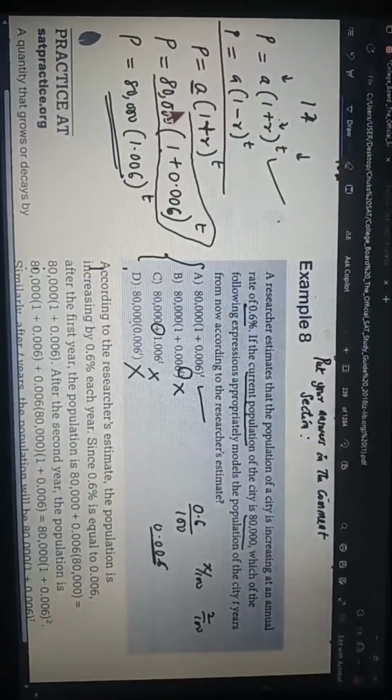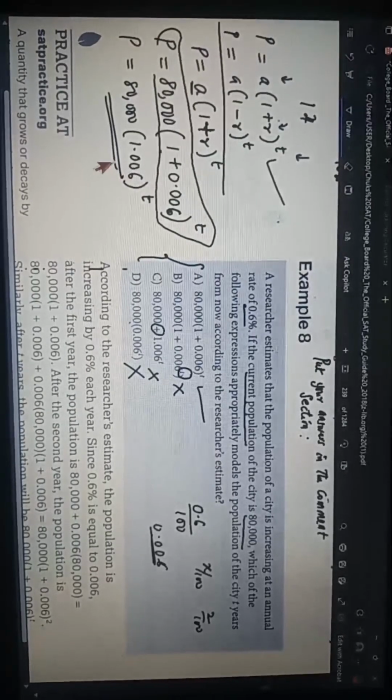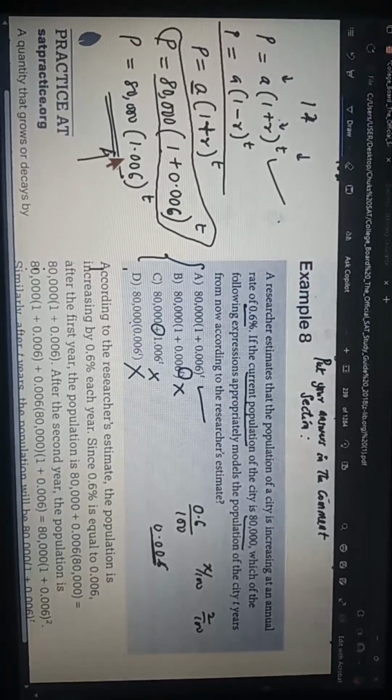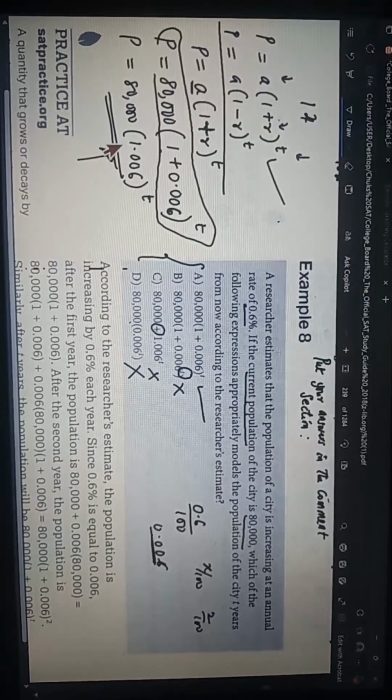I just went further to simplify it because you can also see the answer in this other form. So in any of these ways you see the answer, you know which one is right.